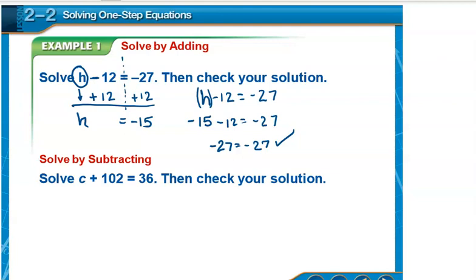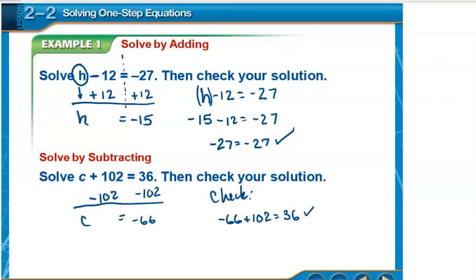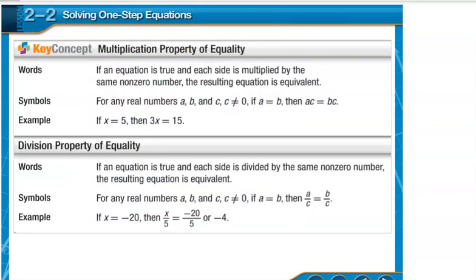The next one is solving by subtracting. I want you to pause the video and try it yourself. So did you check your work? And also make sure that you added the same thing to both sides or subtracted the same thing to both sides. Multiplication and division works similar to addition and subtraction. Whatever you do to one side, you do to the other. So if x equals 5, if I multiply this side by 3, then I better multiply the other side by 3 as well.